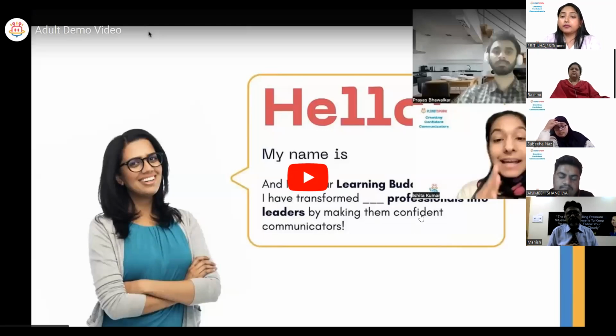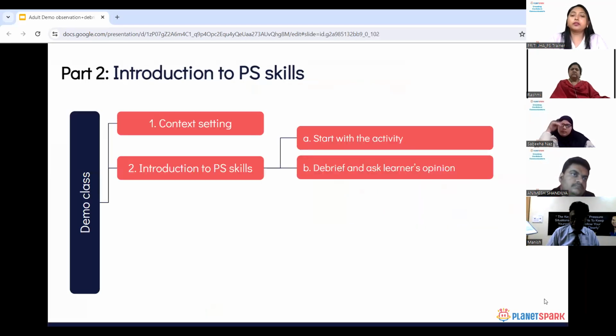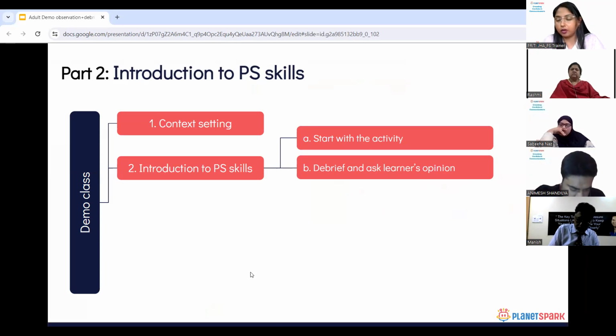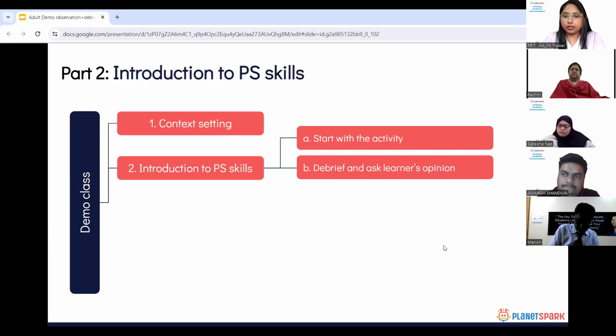Right. So this was the part where the teacher asked the learner to understand why this activity was important. What stood out to you from this activity, and why do you think that body language is so important? Here the debriefing happened, and you asked for the learner's opinion about the different skills we just discussed: voice modulation, body language, hand gestures, and confidence, of course. Great. So before moving into the third game, do we have any questions here?